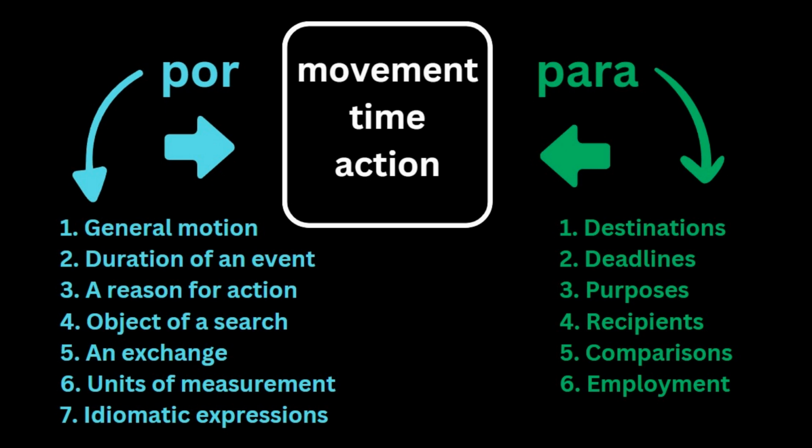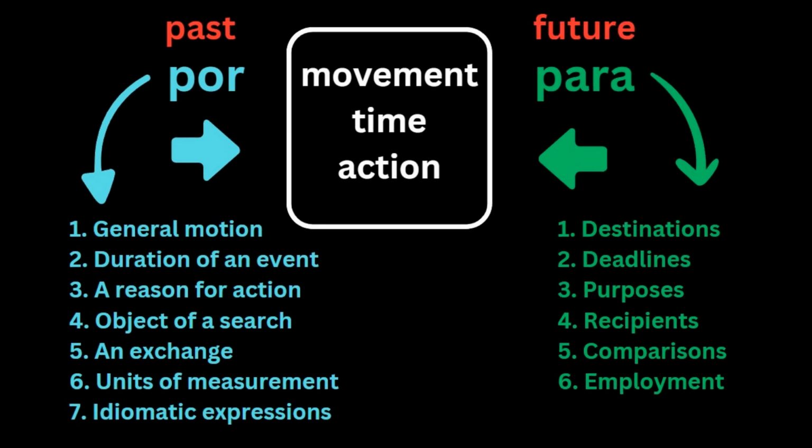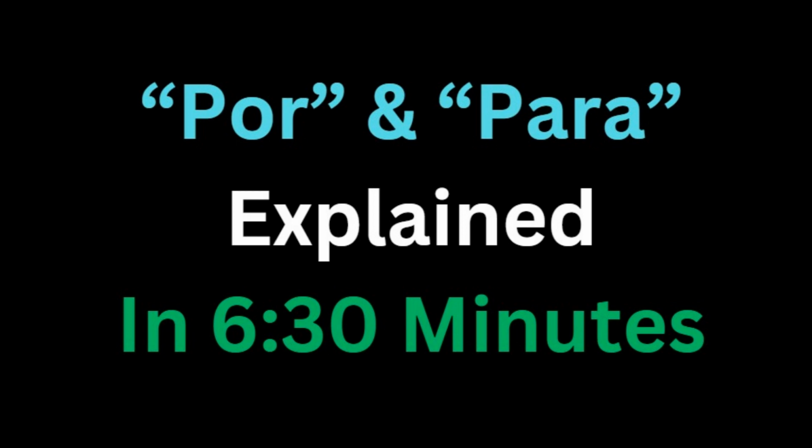The biggest tip that I can give to understand when to use por and when to use para is to always remember that por is used more for movement, time, and action in the past, but para is used more for movement, time, and action in the future. And as always, these are the closest connections I can give them in English. This has been por and para in Spanish.